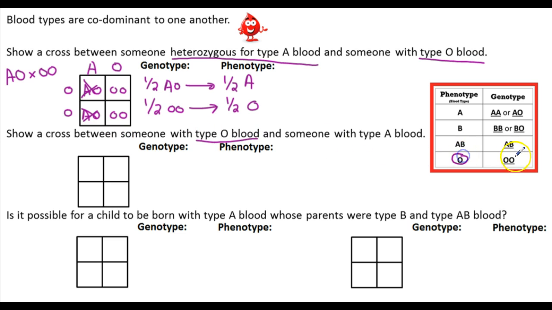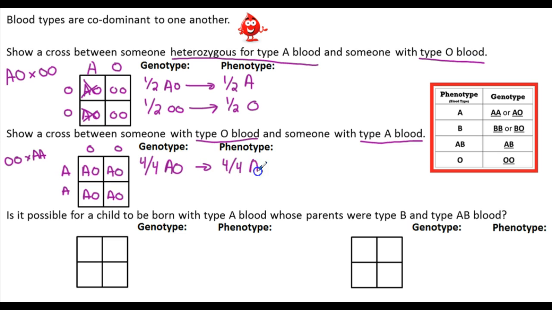Let's try someone who's type O blood and someone who's type A blood. And in this one here, I didn't really specify which one. I'm going to show one of my two possibilities here. I'm going to show AA or AO. In this case right here, I'm going to do it with AA, which is different than what you saw. So set this up here. My genotype count for them, 4 out of 4 are going to be AO. This means all of the children will be blood type A.